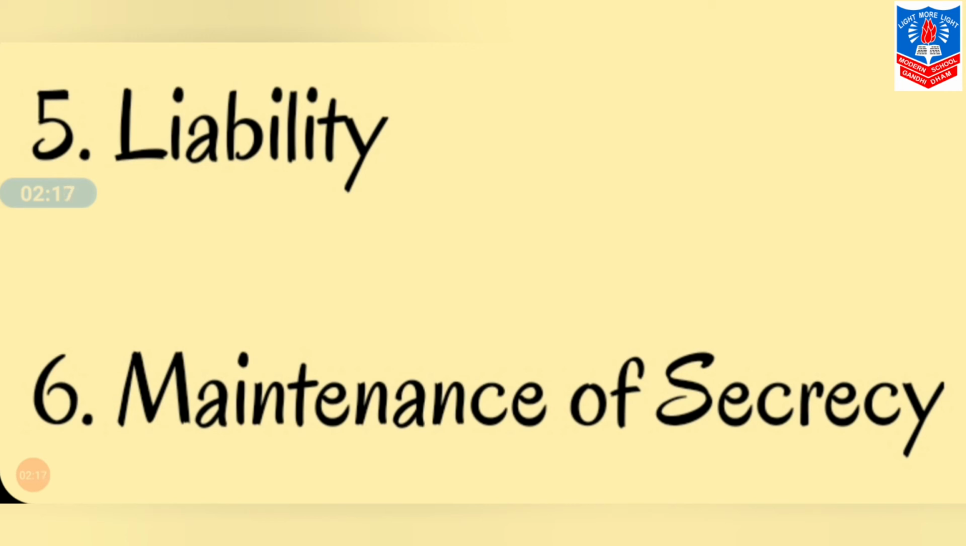Sixth, that is maintenance of secrecy. In sole proprietorship form, as the trader is the sole owner of the business, 100% secrecy is maintained. Why? Because he doesn't share his business secrets with any other person. So secrecy can be maintained very easily.